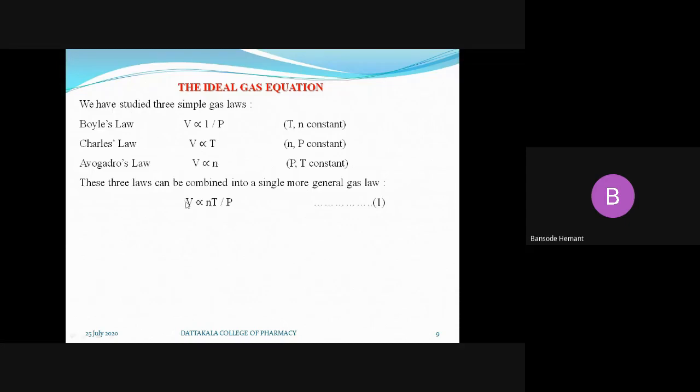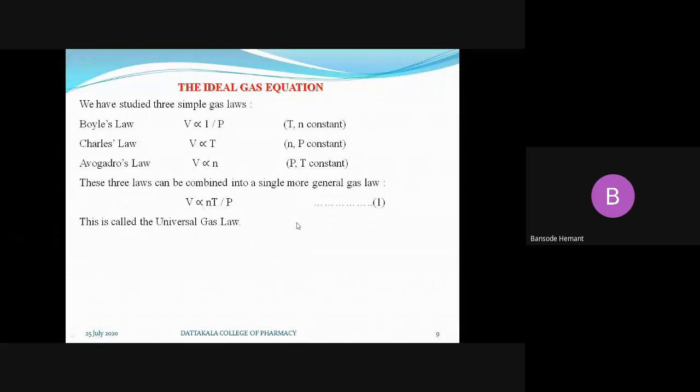Volume is directly proportional to n as per Avogadro's law. Volume is directly proportional to temperature as per Charles's law. Volume is inversely proportional to pressure as per Boyle's law. That is here in this equation first. We will get all three laws in one combined law. Okay, we will replace this proportionality sign, and for this we will use one constant again. We will see the equation which comes after replacing the proportional sign.